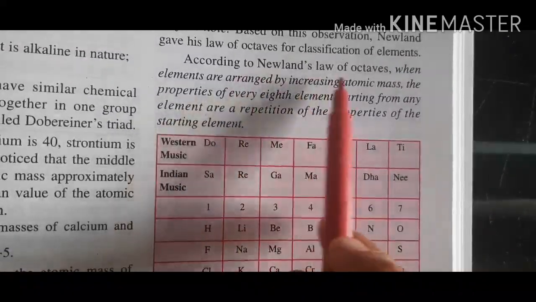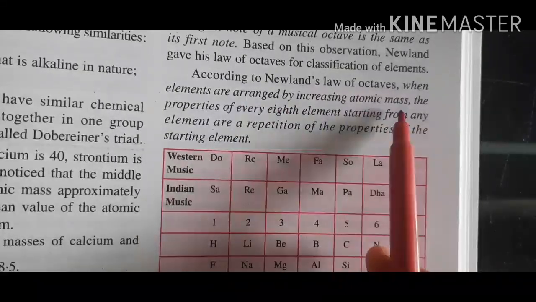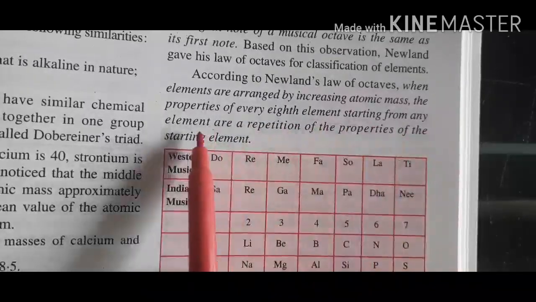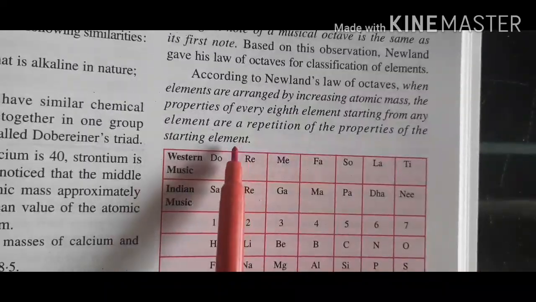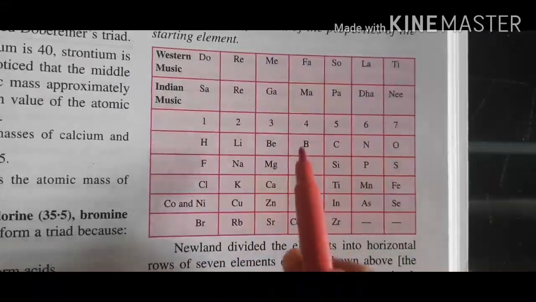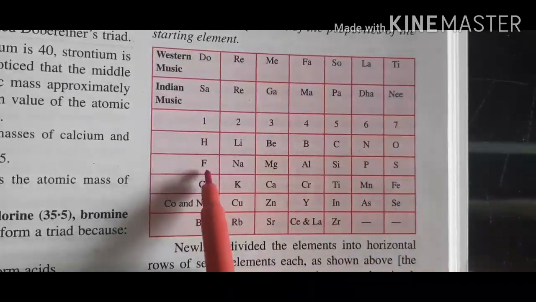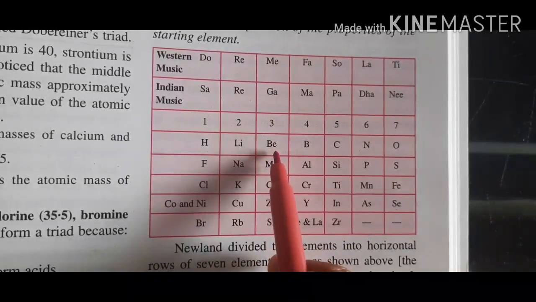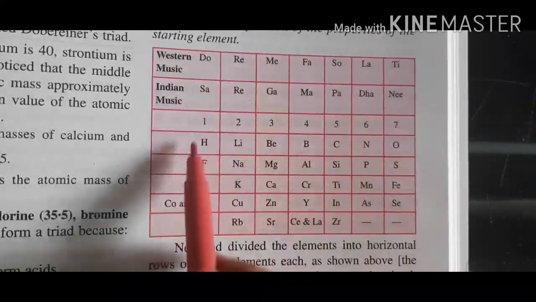According to Newlands' law of octaves, when elements are arranged by increasing atomic mass, the property of every 8th element starting from any element is a repetition of the property of the starting element. Suppose I start from beryllium: beryllium, boron, carbon, nitrogen, oxygen, fluorine, sodium, magnesium. So magnesium's property is similar to beryllium's property. This is the way he represented his classification.